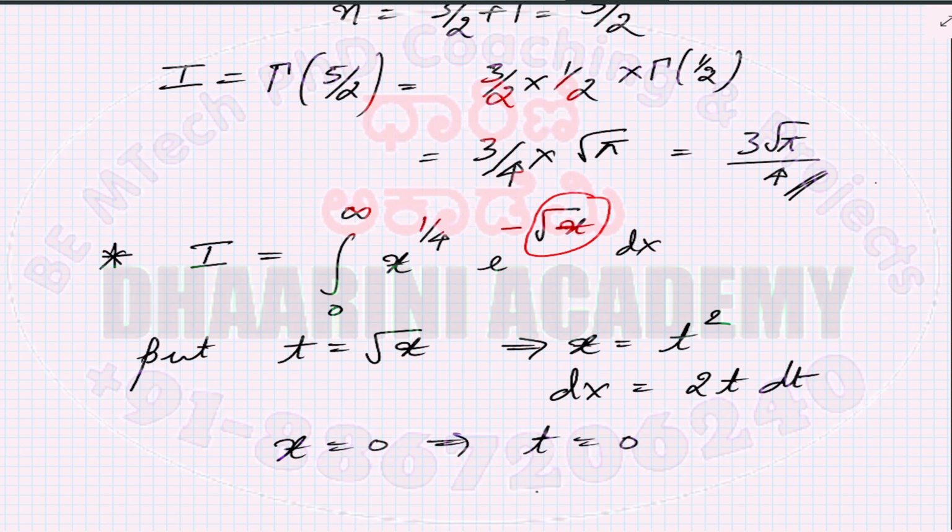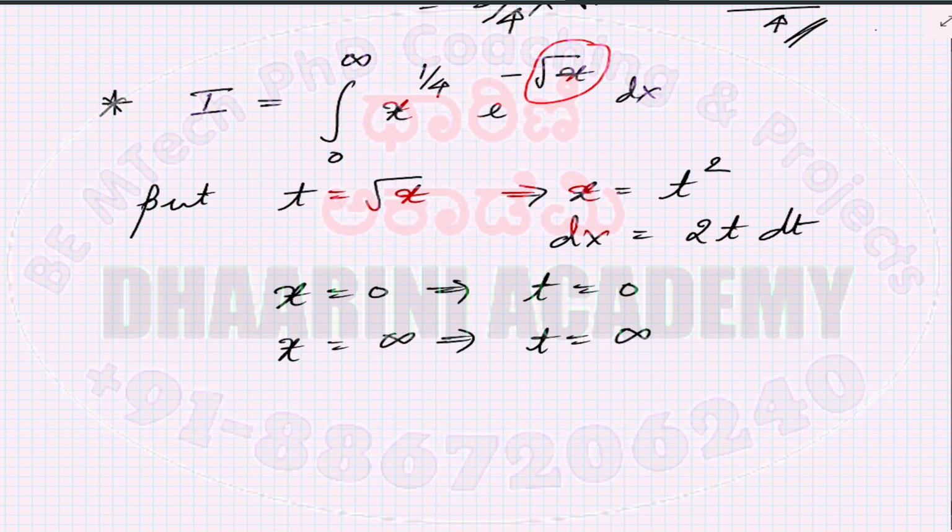Because x equal to t square, so t is equal to root x. Root of 0 is 0. Also, when x is equal to infinity, t is equal to root of infinity, that's also infinity. So my limits will not change now. That's what I understand from this.